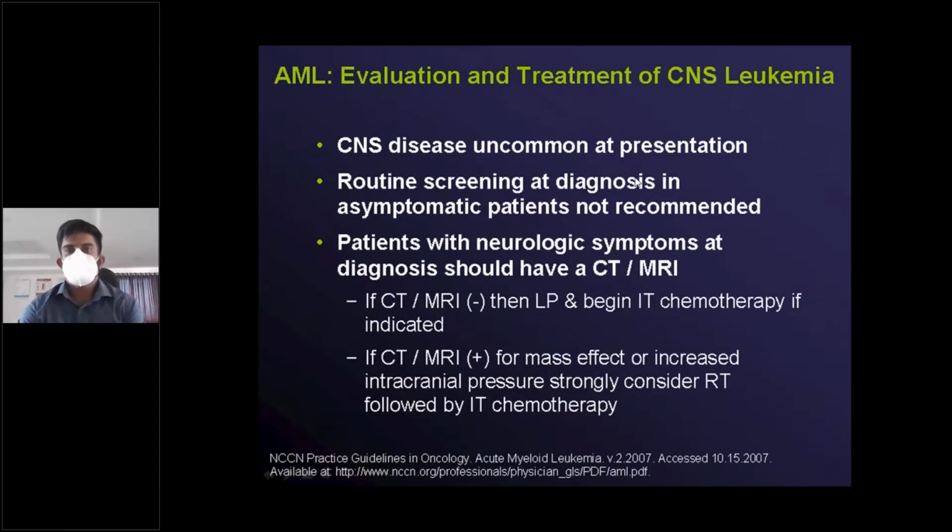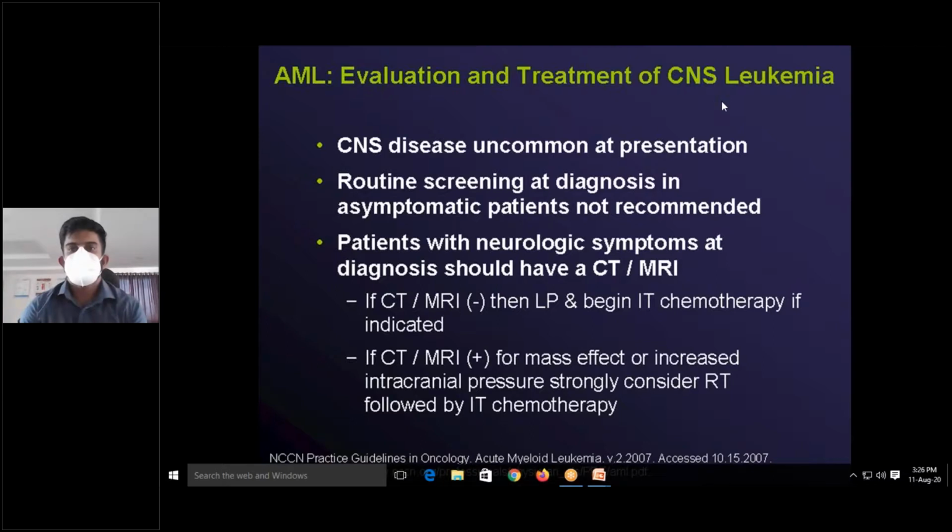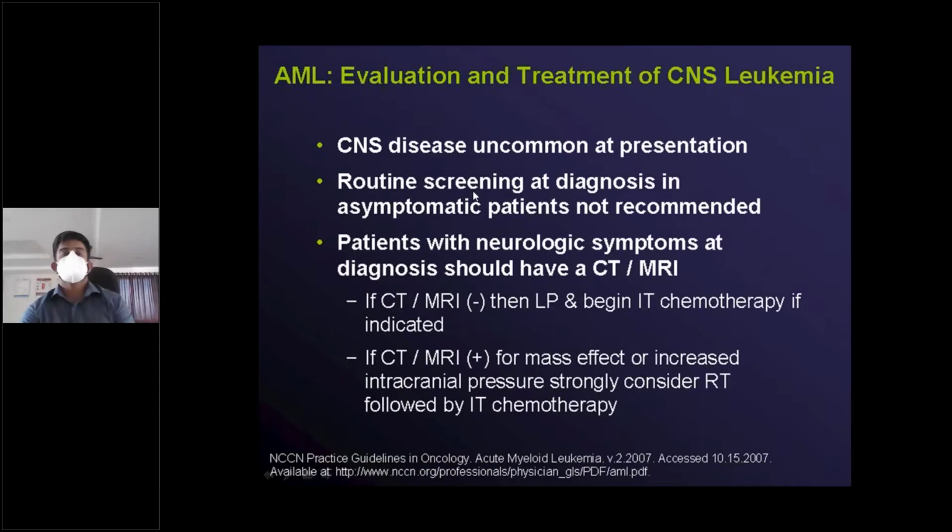So the evaluation and treatment of CNS leukemia. CNS disease is uncommon at presentation. Routine screening and diagnosis in asymptomatic patients is not recommended. Patients with neurological symptoms at diagnosis should have a CT or MRI. If CT or MRI is negative, then LP, and begin chemotherapy if indicated. If CT or MRI is positive for mass effect or increased intracranial pressure, you have to consider radiotherapy to shrink the tumor, and then you go for chemotherapy, induction chemotherapy.